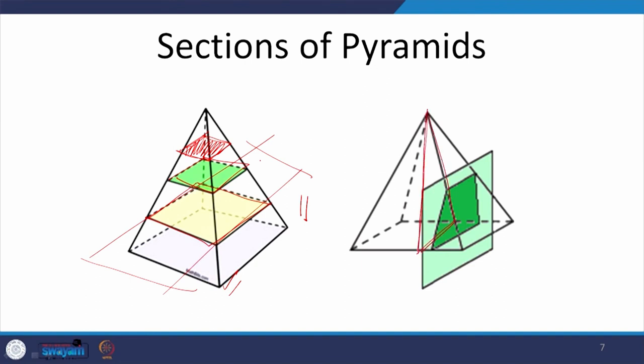If it was perpendicular, what do you get? You get a triangle if it is passing through the apex. So, any pyramid, it could be a square base pyramid, a pentagonal pyramid, a hexagonal pyramid, any pyramid, if the section plane is perpendicular to the base and passing through the apex, we will get a triangle for sure.